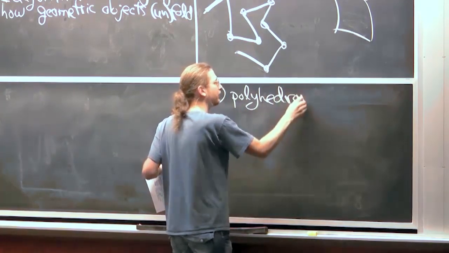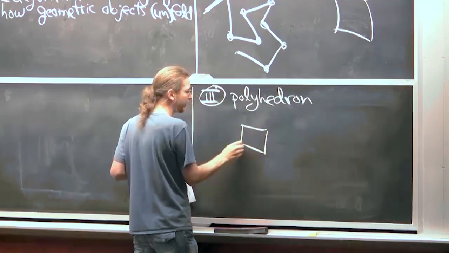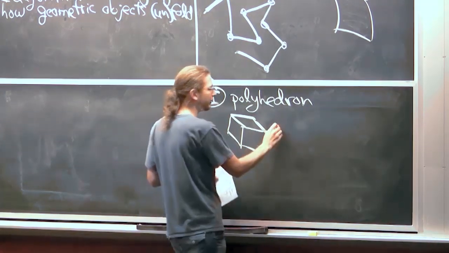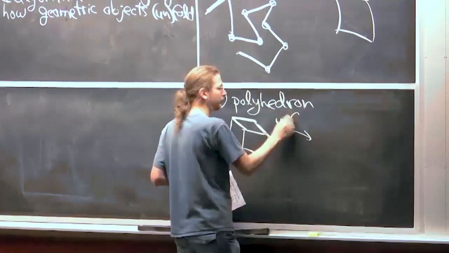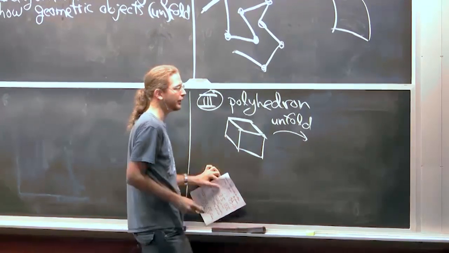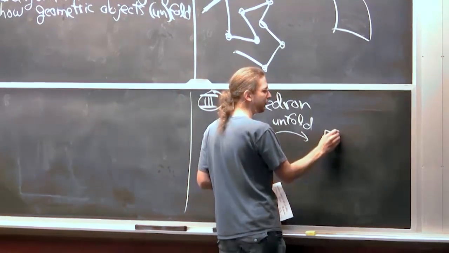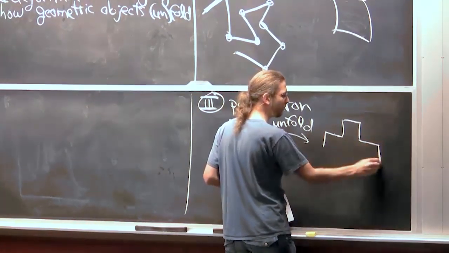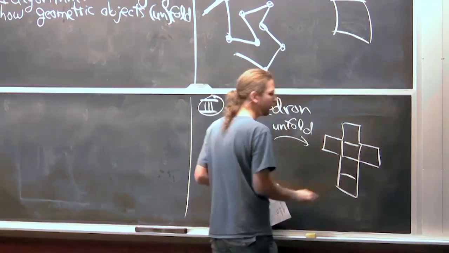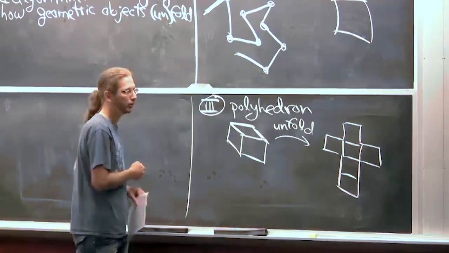So a polyhedron is made up of a bunch of polygons, like a cube. And typically we're interested in unfolding a polyhedron. So think of this as just a surface. It's hollow inside. If you wanted to build that surface, you'd like to find a shape like this cross that folds into that cube.